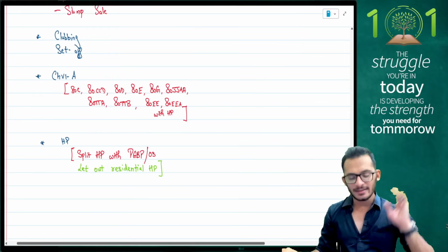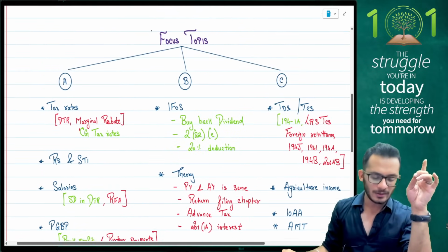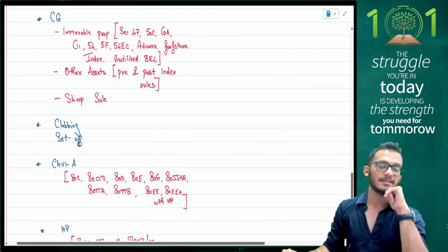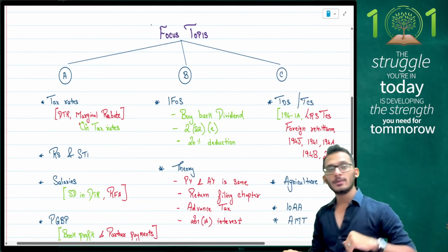Yes. So category A, these are all the topics. What are the topics, people? We're looking at tax rates, residence status, salaries, PGBP, CG, clubbing, set off, chapter 6A and HP. Yes. This moves me to category number B.